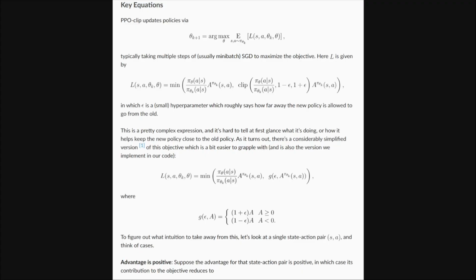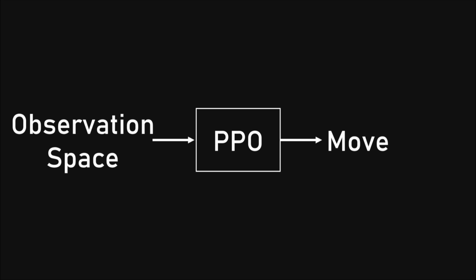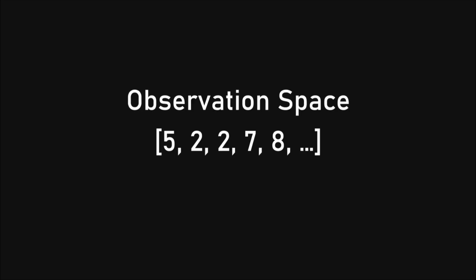To explain how PPO works under the hood would take a whole video on its own, so I'm not going to go in depth on the math behind it in this video, but if you're curious, here are some formulas. I'll also include a link to some documentation that explains these in the description. In general, PPO works by outputting a move based on a given observation space. An observation space is an array or list of numbers, where each number represents something. In this case, the observation space is going to be the game board.